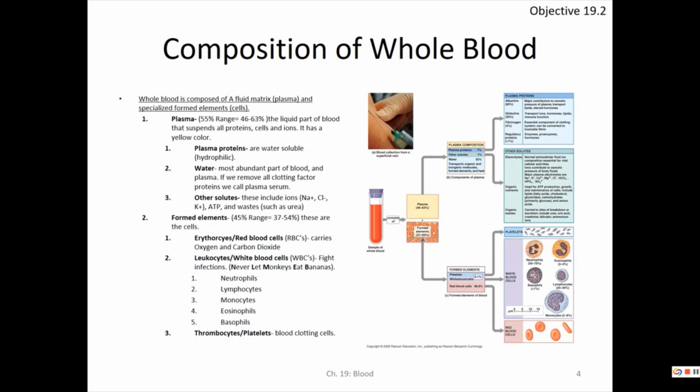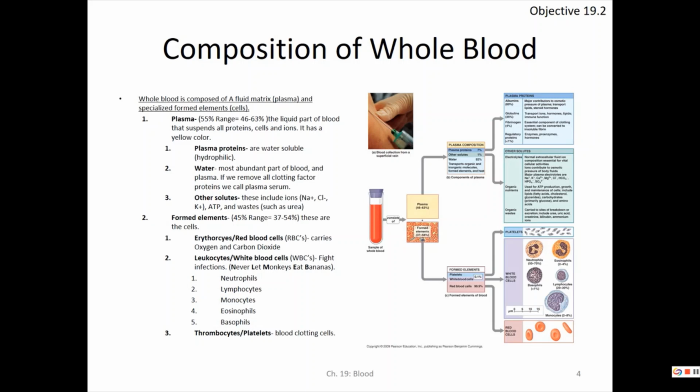Now, other things that are in there, like your ions, like sodium ions, chloride ions, potassium ions, calcium ions, magnesium ions, phosphate ions, and so on. I've just given a few examples. There's going to be ATP, adenosine triphosphate, a major component, as well as other important things like waste products. In the waste products, you're going to find things like urea, for example. You may have heard of blood urea nitrogen, or BUN.